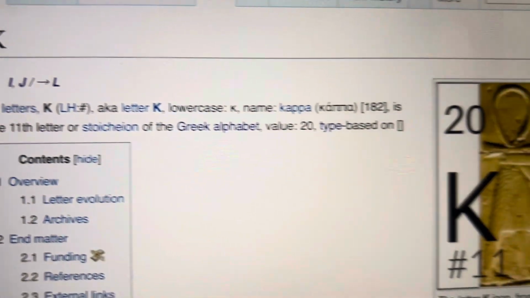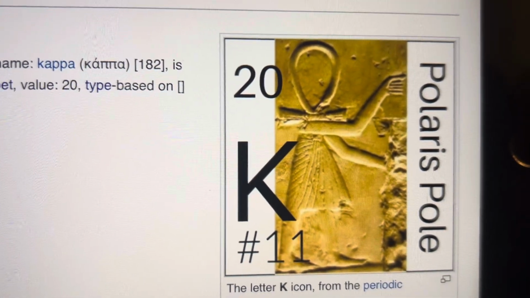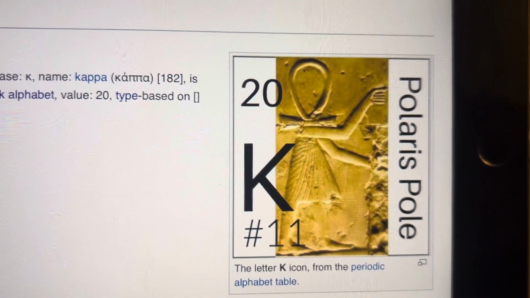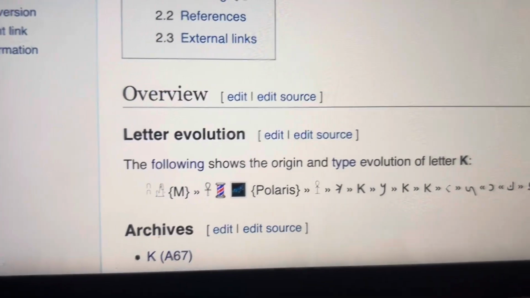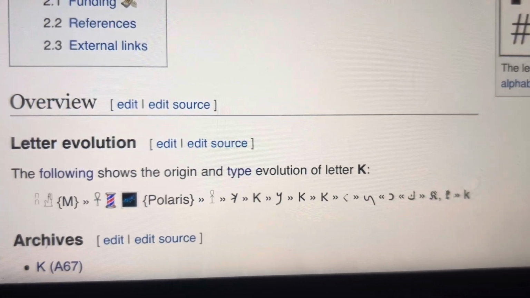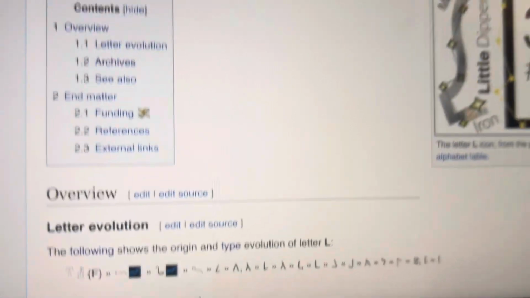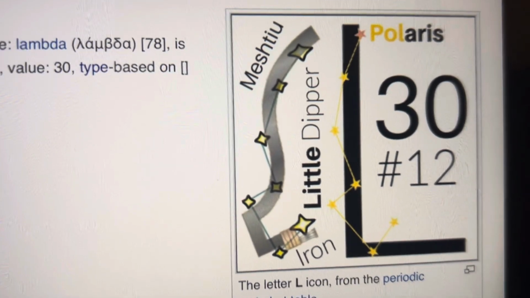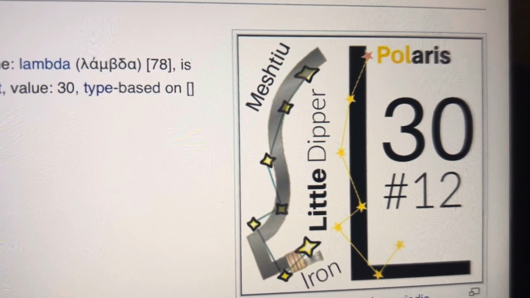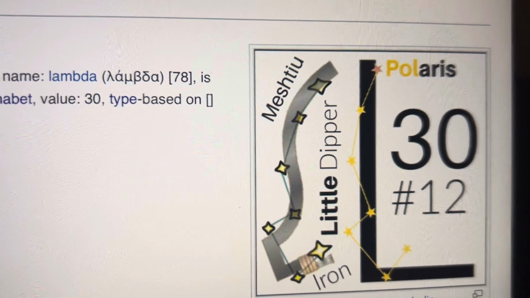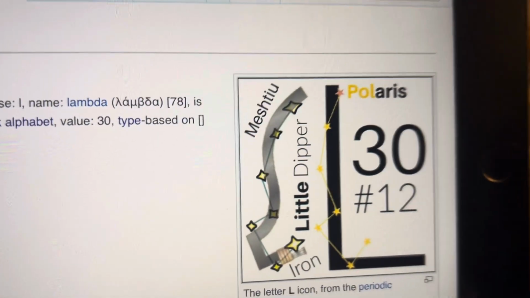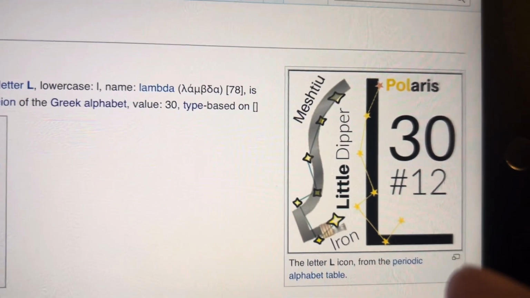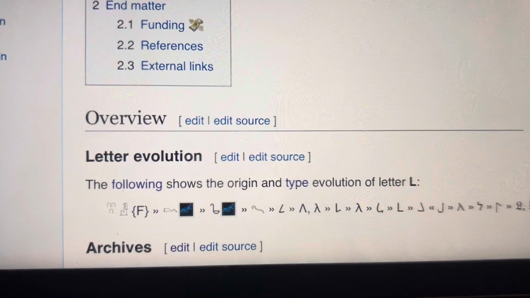Letter K comes from the Polaris pole sign holding, or the Ankh, holding on to the Polaris pole. Letter evolution. Letter L is the Little Dipper sign, which is also the N-bend shape of the Nile from Nomes 1 through 7, and the Mishtu mouth opening tool, which opens the lips so you can speak. Letter evolution.